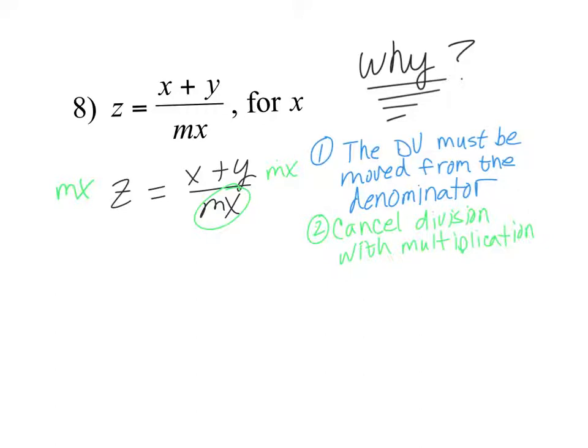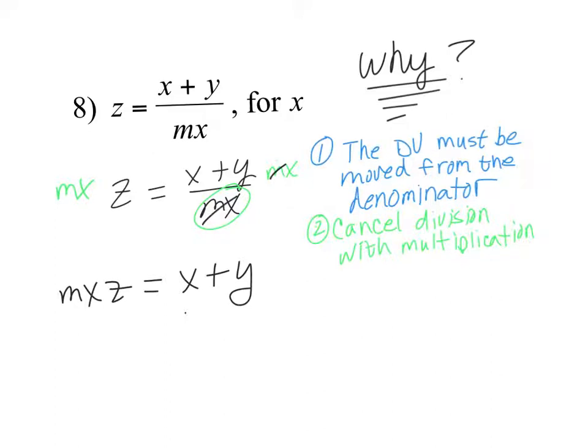Okay, so if we multiply both sides by mx, over on the left-hand side, we're just going to have that big mxz, all one big multiplication problem. And then we're going to have the x plus y on the other side, because those are going to cancel each other out. Let me let this kiddo in. So we have gotten that variable out of the denominator.